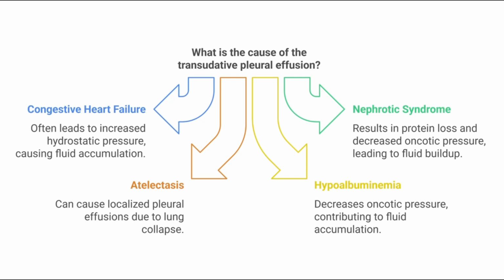Transudative pleural effusion can also be caused by decreased oncotic pressure. We can see this case in nephrotic syndrome because of the protein loss, which leads to fluid buildup. Hypoalbuminemia also causes a decrease in oncotic pressure, which contributes to fluid accumulation.